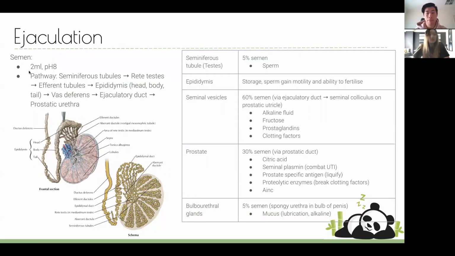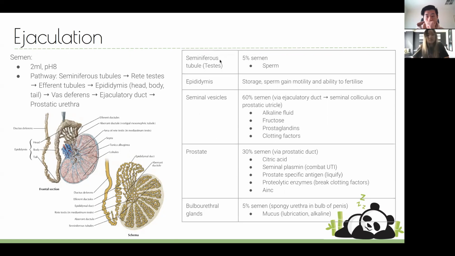Ejaculation, it's good to know the pathway for this. I think Gavin already went through it. I think I dropped out. But just very quickly, you have your seminiferous tubules where it's all produced. You go into your rete testis, through your efferent tubules, into your epididymis right here. It's where it's stored. Then during ejaculation, it goes through your vas deferens, or ductus deferens, via the ejaculatory duct near the urethra, and then through the prostatic urethra, through the actual urethra, and out.